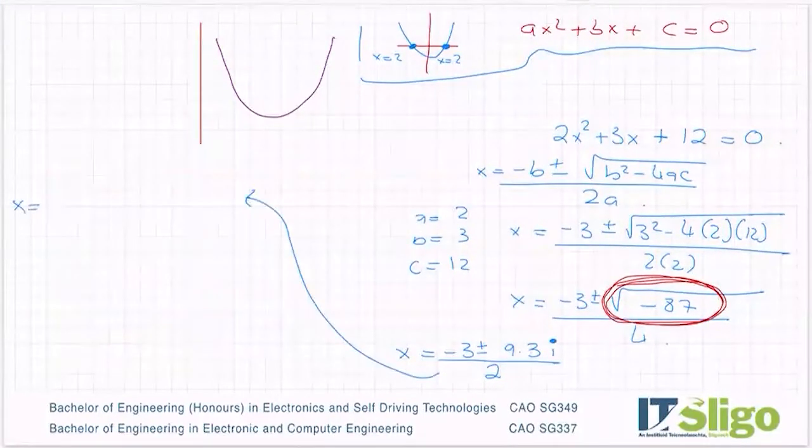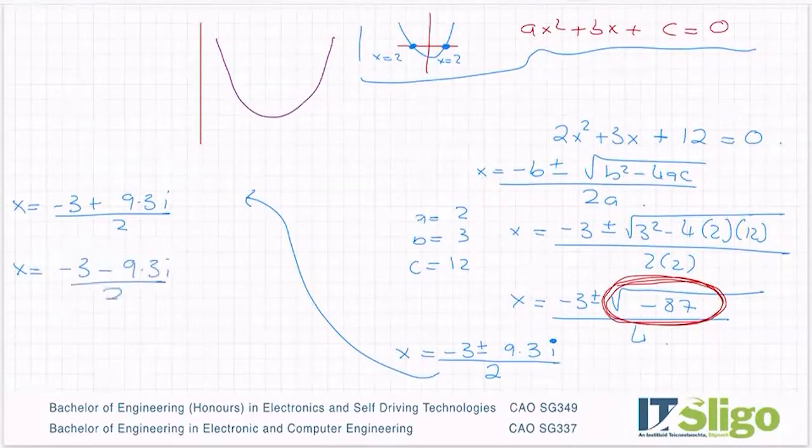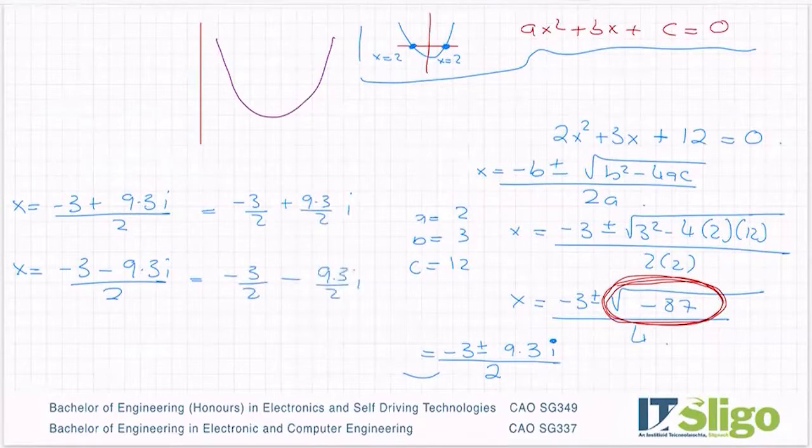I will split it just like I would any other quadratic, so that I get x equals minus 3 plus 9.3i over 2, and x equals minus 3 minus 9.3i over 2. Okay, and you can write this, if you wish, as minus 3 over 2 plus 9.3 over 2 i, and this one is minus 3 over 2 minus 9.3 over 2 i.